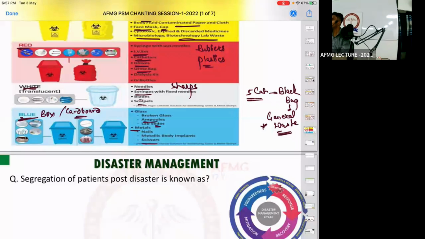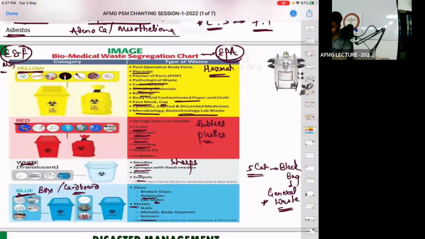Now talking about the disposal. Everyone knows this, if you don't, please tell me. Now yellow bag would be disposed of by incineration, and the other is plasma pyrolysis. What is the temperature of incineration of plasma pyrolysis? More than 1200 degrees Celsius. What is the temperature of incineration?